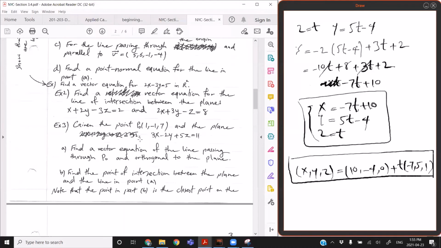So basically, the only thing I did here was to solve the system. I solved the system, and then I wrote the general parametric solution. If you remember, this is how we write the general parametric solution for a system of linear equations of two planes in R3. So it's basically the same thing.